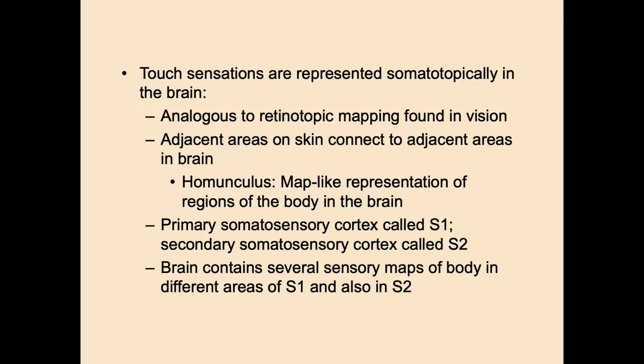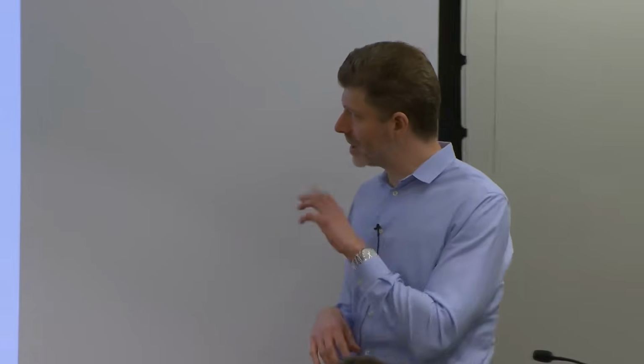And I should emphasize, this is an idea that's been in all the textbooks forever. This has very recently been challenged, this idea that there is a full map of the body laid out in somatosensory cortex, and it's currently under debate. So it may well be that in another year or two, the story is going to change, but this is the classical story. The classical idea is that there is a somatotopic map in somatosensory cortex that's analogous to the retinotopic mapping found in vision, where adjacent areas on the skin connect to adjacent areas in the brain.